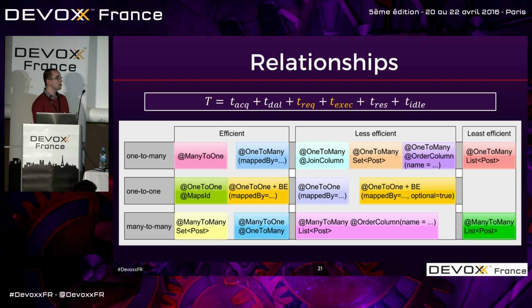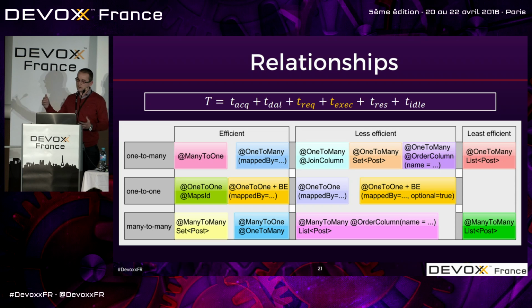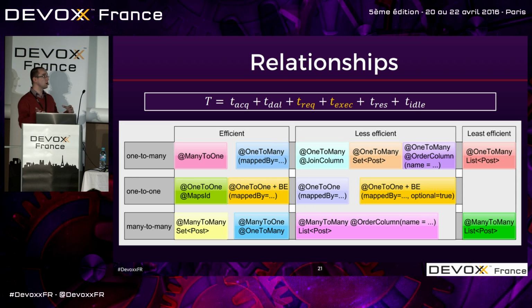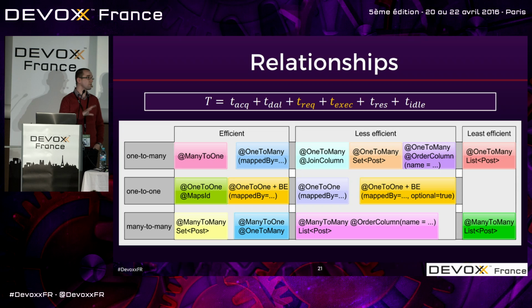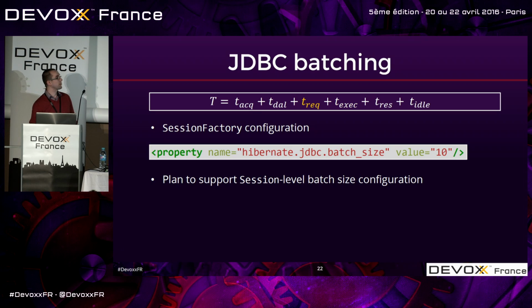Some of them generate, for example, if you're using an order list, if you're removing from the tail, it's fine. If you're removing from the head, it's going to delete and rearrange or update the statements, and that's not very efficient. And the least efficient ones, of course, are unidirectional bags, one-to-many or many-to-many, and whenever you change something, they just delete all and reinsert everything. So you should probably not use that.